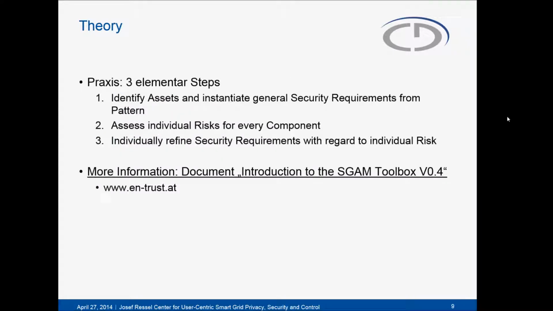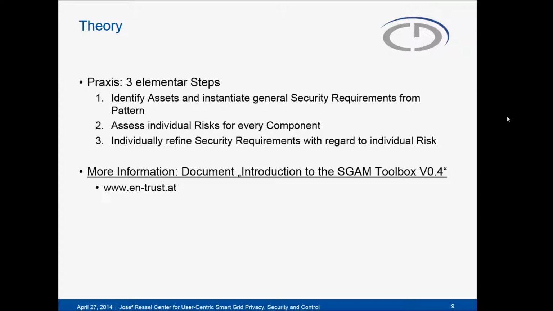Okay, and that's enough with theory. Now let's turn to the praxis. Just to sum up, what we're doing in the model, we have to execute 3 elemental steps. The first one is we have to identify the security assets and instantiate the general security requirements from the patterns for them. Then we have to assess the individual risk for every component. And finally, we individually refine the security requirements for every component with regard to the individual risk.